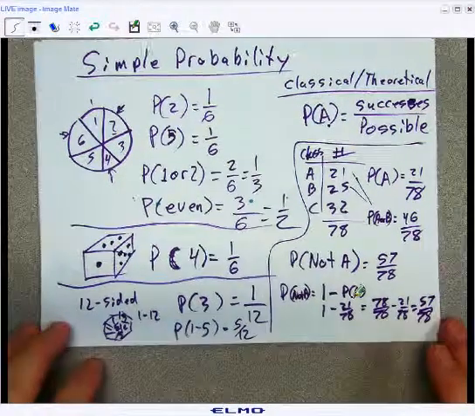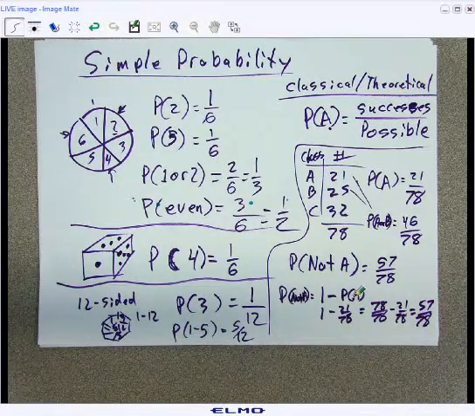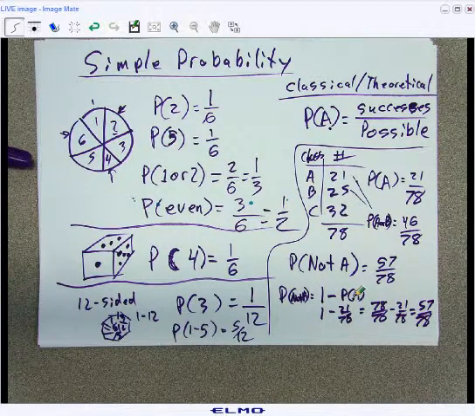So this is simple probability, and you can have some homework problems associated with this. It's not too bad. See what you can do with it.